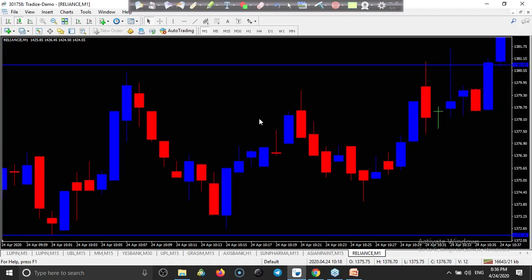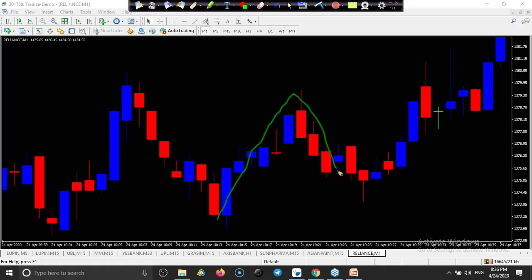Okay, now be ready again. They booked this higher point and created a new higher high. You see, it created a new high. Now we are looking for a retrace.